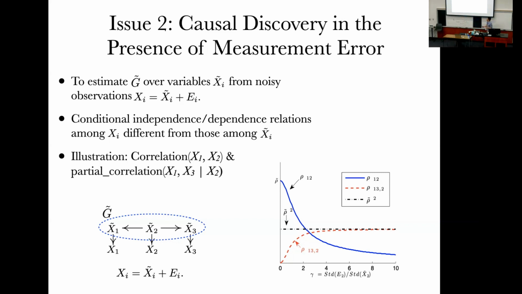We know that in the original world, x1 tilde and x3 tilde are independent given x2 tilde. Now we are talking about the measured variables, x1 to x3. Do you think x1 and x3 are independent given x2? No, right? It depends on the error. How much is the measurement error? Okay, good. So in principle, generally speaking, they shouldn't be conditionally independent, right?